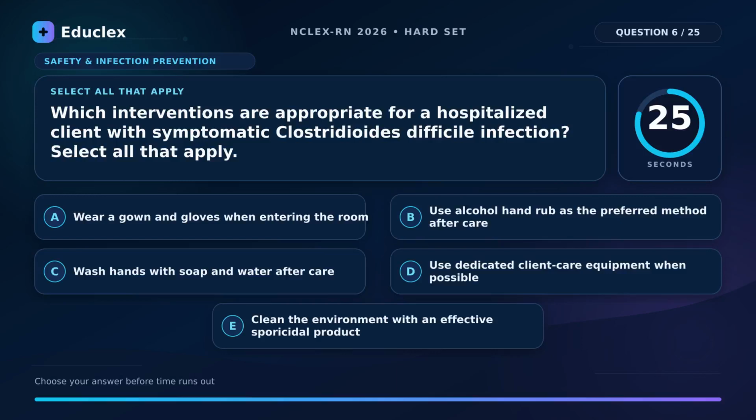Option C. Wash hands with soap and water after care. Option D. Use dedicated client care equipment when possible. Option E. Clean the environment with an effective sporicidal product. Your 25-second thinking time starts now.